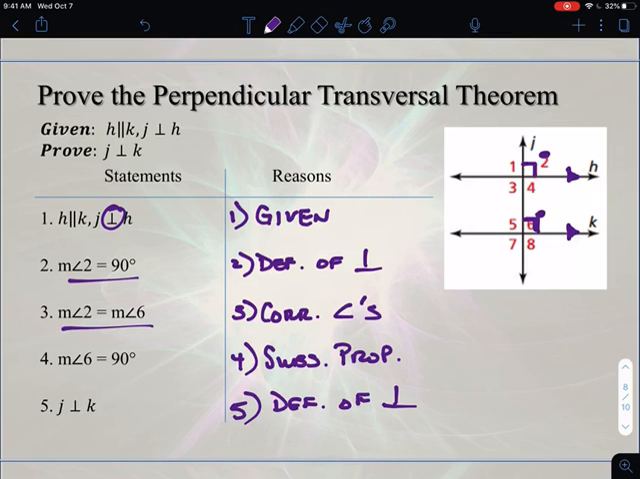So again, we're using things like the corresponding angles or the alternate interior-exterior angles. We're using substitution and transitive. So it's a lot like the proofs that we had in the previous sections, but now we're just talking about perpendicular rather than just parallel.